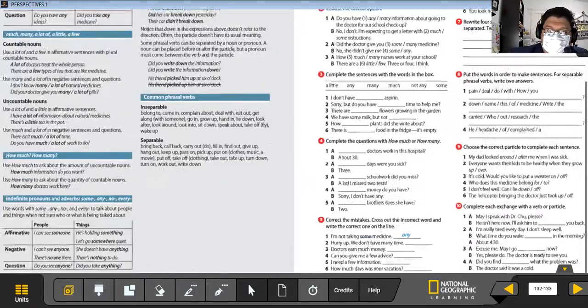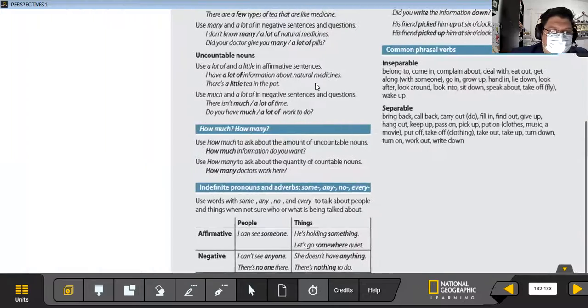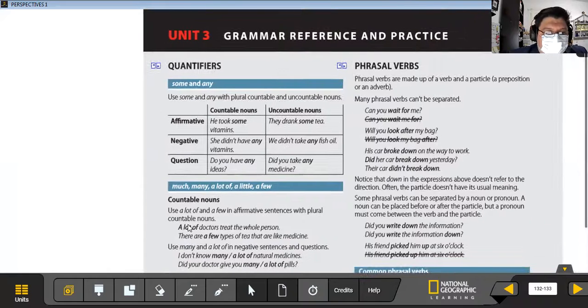Let's see. The last thing we're going to see, and then I'll tell you guys what you're going to do. Some and any. I want you to write this down in your notebook, even though you have the book. What you guys are going to understand is how we use some and any. Remember that any is used when it's negative or a question, and some is used when it's affirmative.